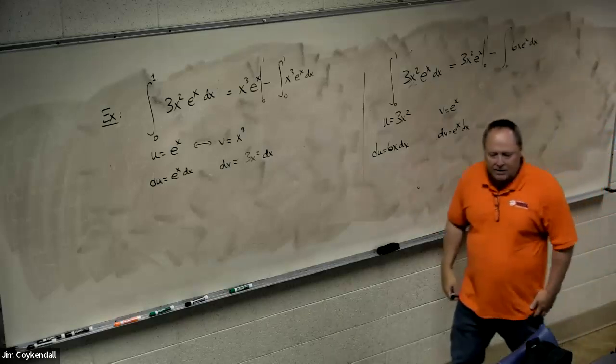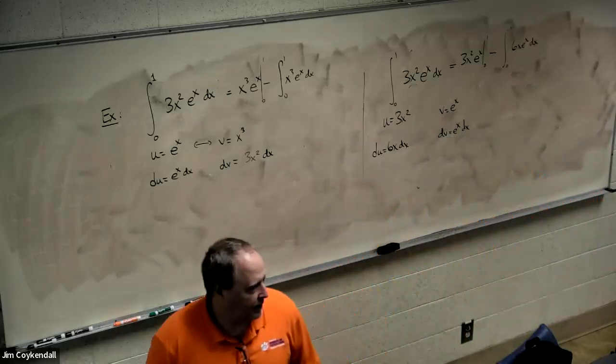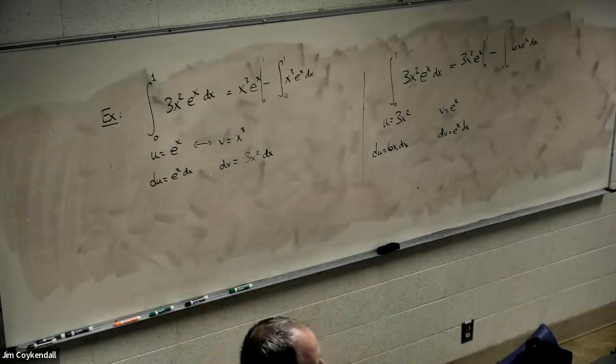But can somebody explain to me why I'm better off than I was before? My exponent has dropped from the beginning of the problem. I had an x squared times e^x. Now it's dropped to an x first times e^x. That gives me a little bit of hope. What should I do?